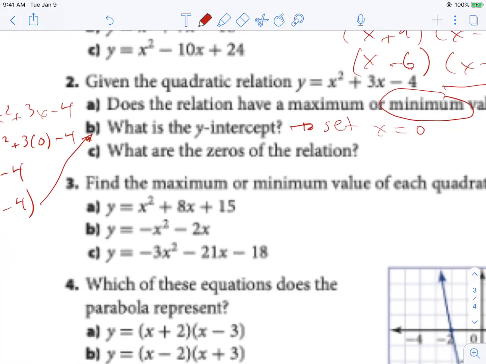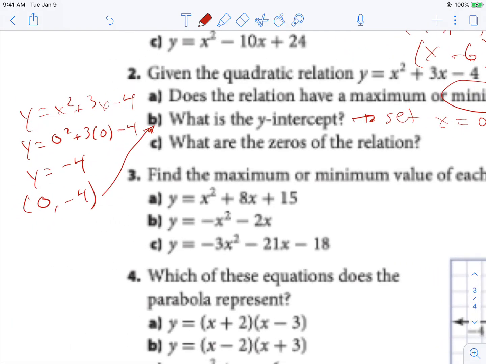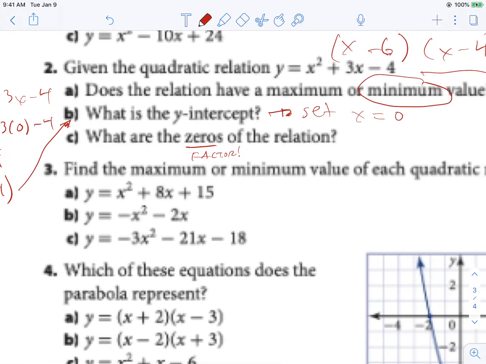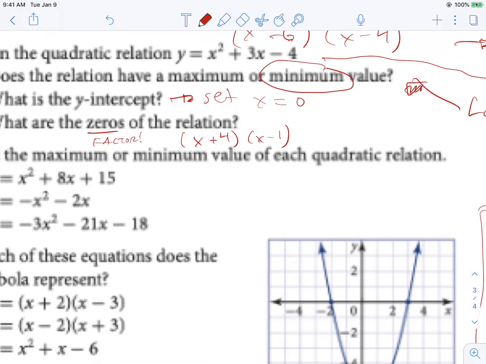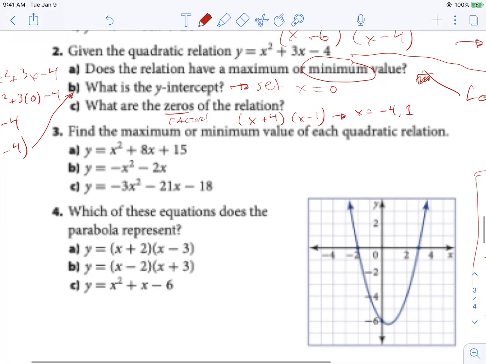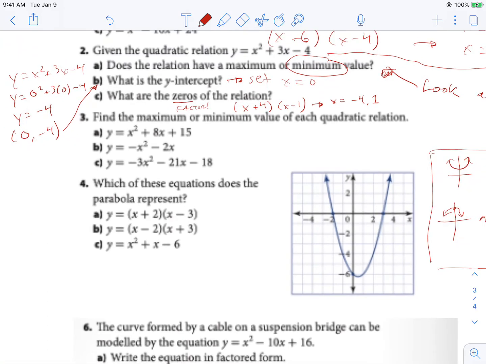And C, what are the zeros of the relation? Now, remember, zeros means factor. So we can factor this thing, no problem. Two numbers that multiply to -4 and add up to 3. So we're going to have x plus 4 and x minus 1. Don't forget, if we're looking for the zeros, we need to flip those signs. So we're going to have x equals -4 and positive 1. Okay. Perfect.